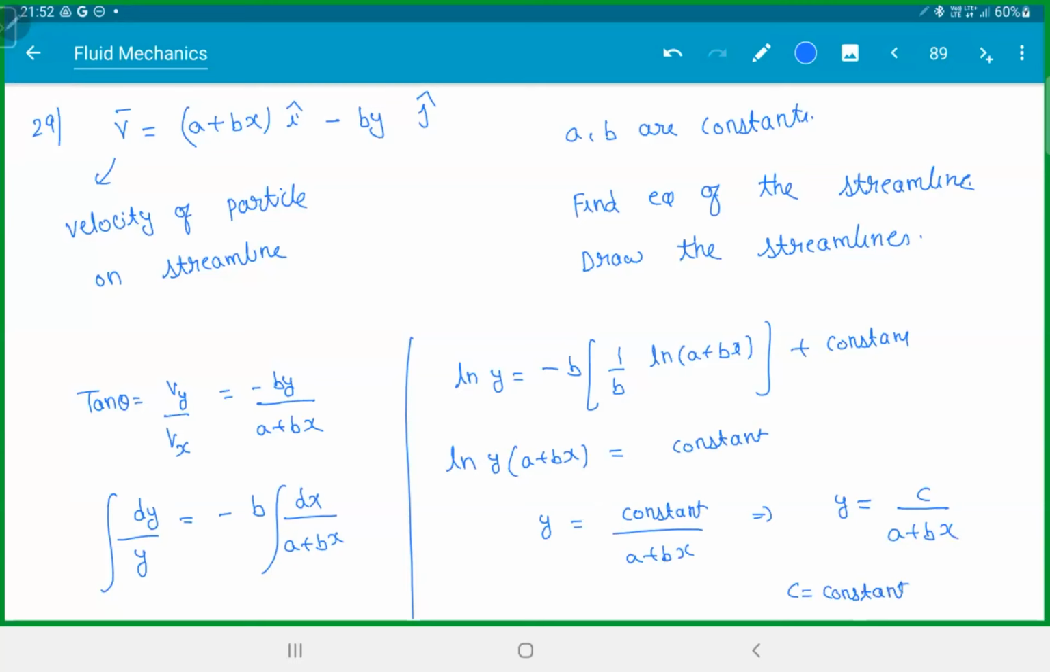Check the steps. I skipped a few steps and directly started writing the result. Do check out those steps. Clear?